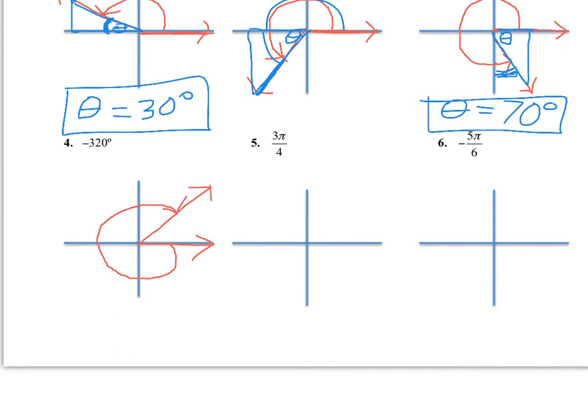Now we draw the triangle, terminal side, x-axis, close the triangle, theta is here. Alright, how big is that? Well, if we had gone a complete circle, that would have been negative 360 degrees. So 320 to 360, how many more degrees would that have been? 40 degrees. And remember, reference angles are always positive. They don't care about what direction it was. They just want to know how big is that angle.